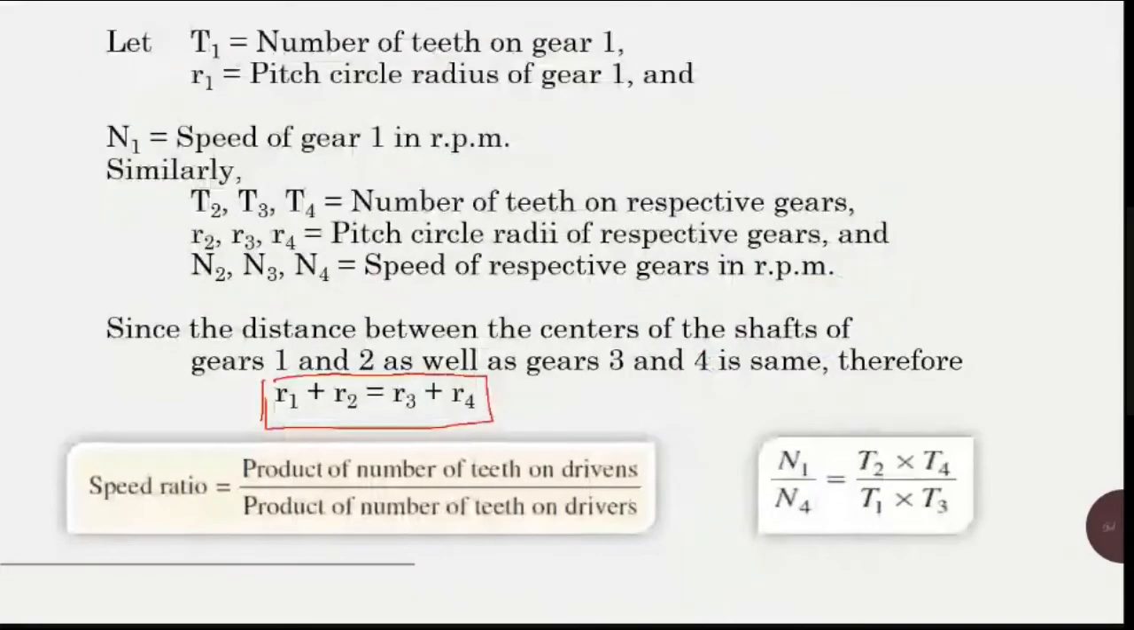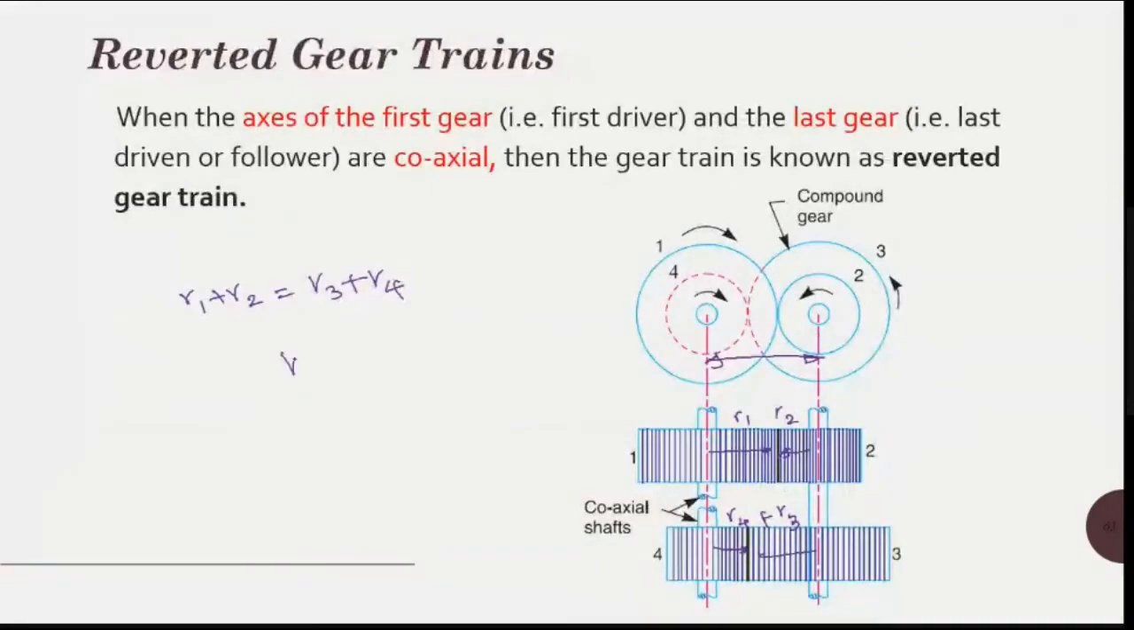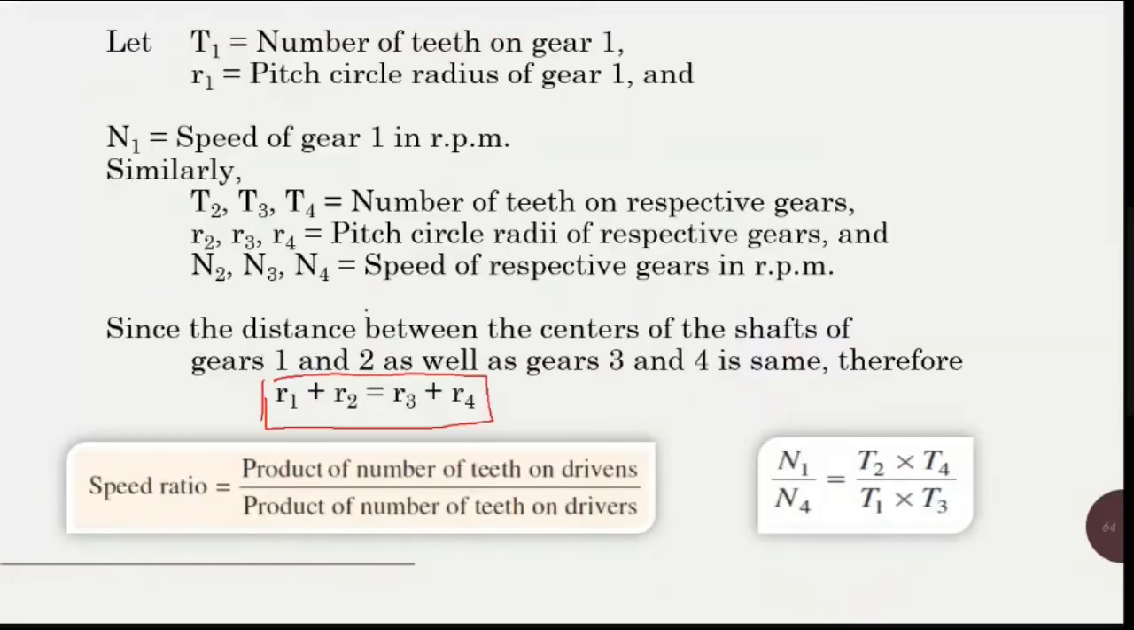Okay, so this is the additional part, and it is applicable only for a reverted gear train. Here, R1 will not be equal to R2. R1 is not equal to R3, and of course R1 is not equal to R4. It is not equal. But the addition of these two and these two is the same. So this is the additional information, right?